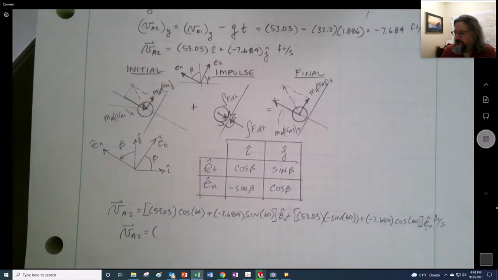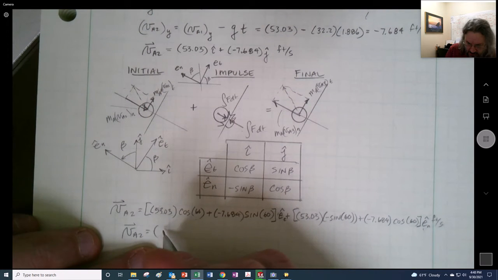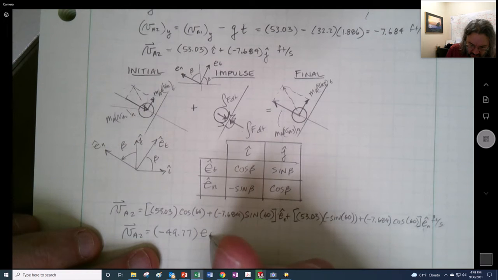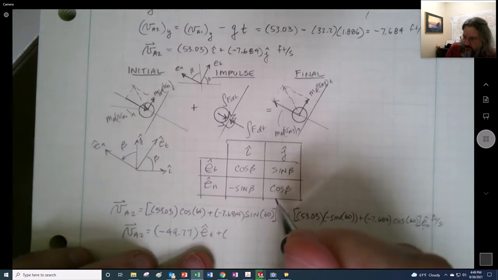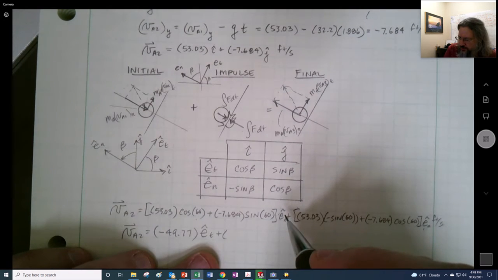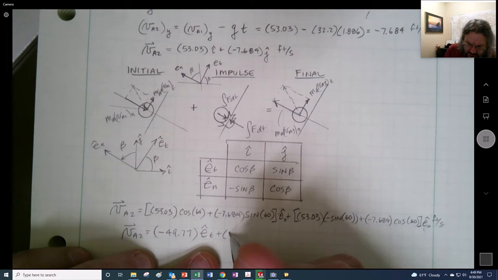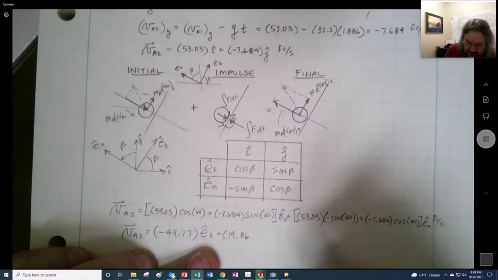One second, I'm sorry. Looking at my values here, I should have been two. Yeah, okay, so I'm good right there, I think. Yeah, okay, I see what I did. So in the tangential direction, I have a negative 49.77 ET, and then in the normal direction, I should have 19.86. Is that right?